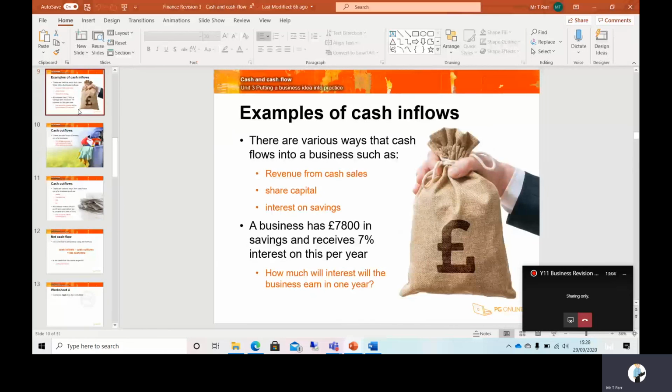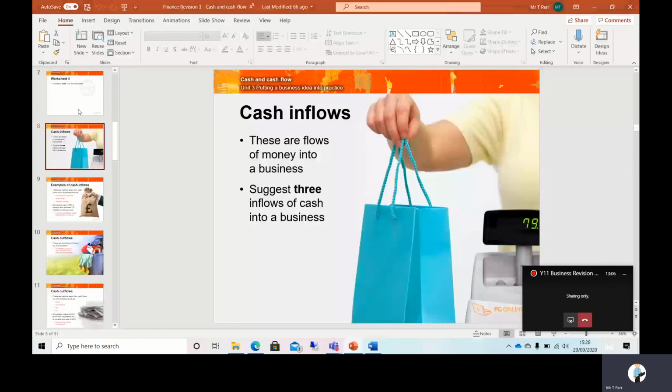Now, there's quite a lot of information here, but I'm just going to keep it relatively simple. So cash is different to sales. Cash is actually physically the money the business has, okay? And you've got cash coming into the business, and cash going out, your expenditure.